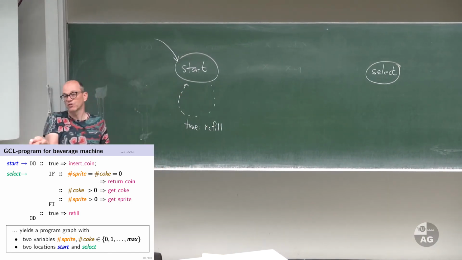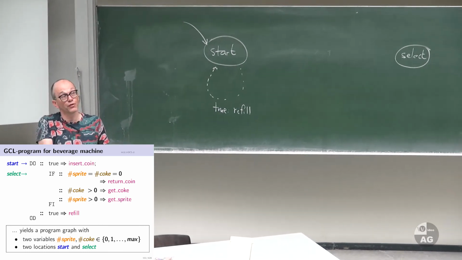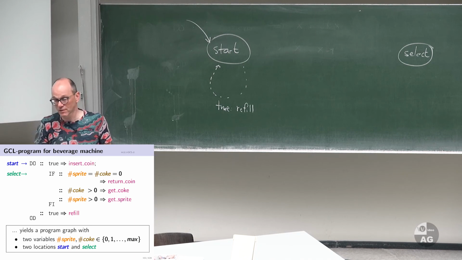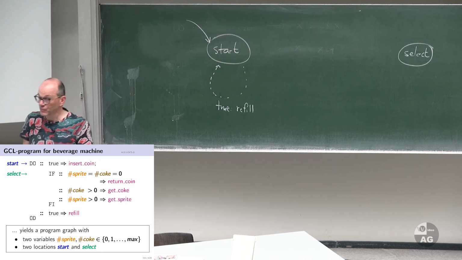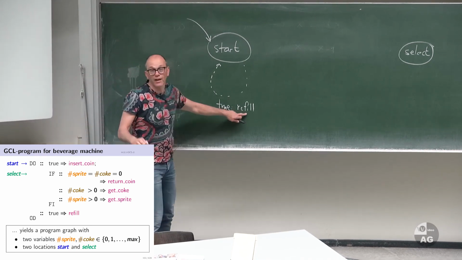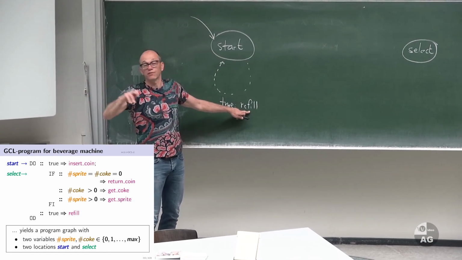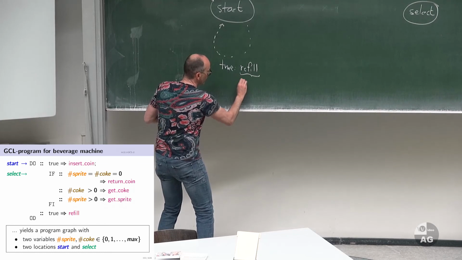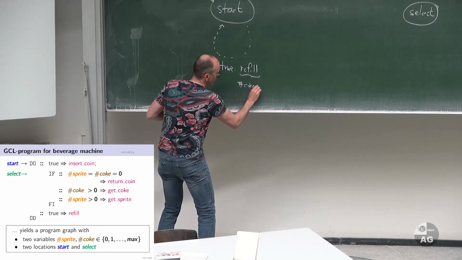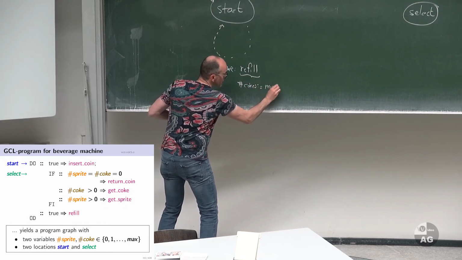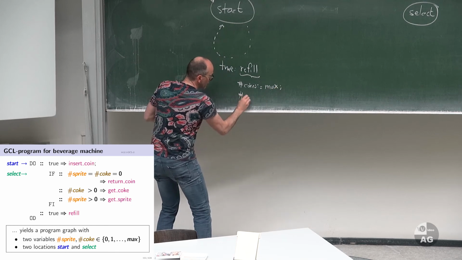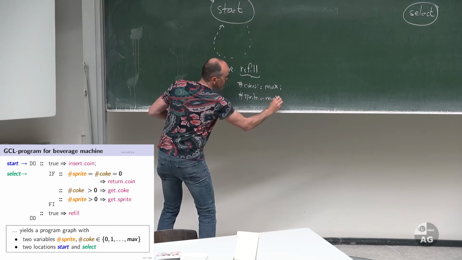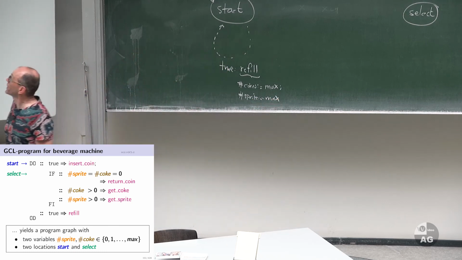We just have seen what is the effect of a refill. Effect of the refill is maximal capacity of Coke, maximal capacity of Sprite. So this refill is nothing else than an action like my alphas and betas before, that tells you that the number of Coke bottles becomes max, and the number of Sprite bottles becomes max. Then what else is possible?